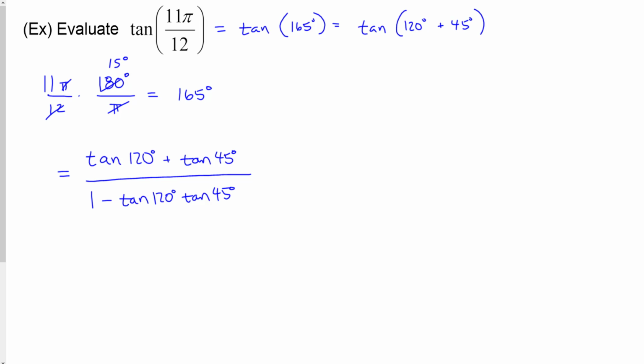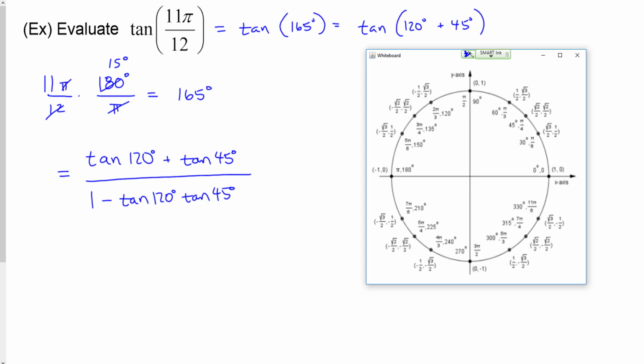All right, so tangent 45, that's an easy one because sine and cosine are equal at a 45 degree angle measure. That's 1. But tangent 120, if you want to grab your unit circle, that's simple enough to do. So here's 120 degrees. This is my sine, and this is my cosine. So tangent is going to be root 3 over 2 divided by negative 1/2.